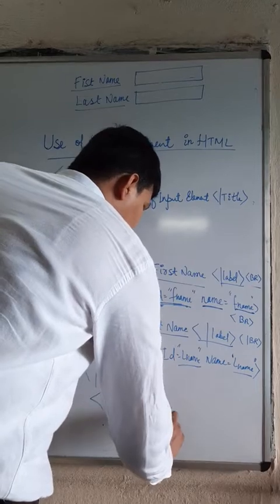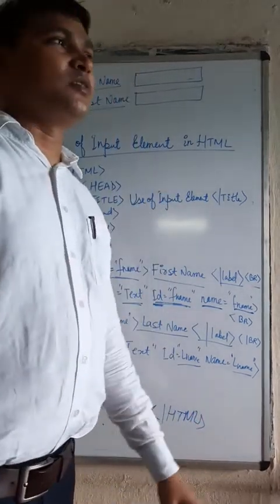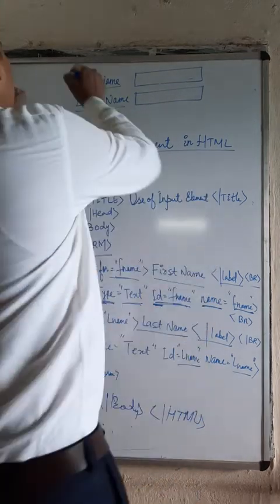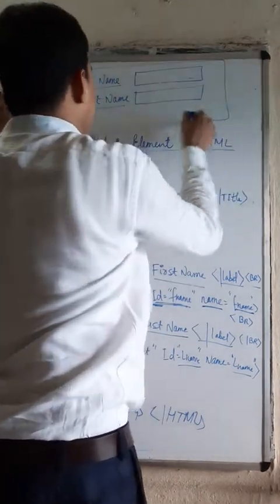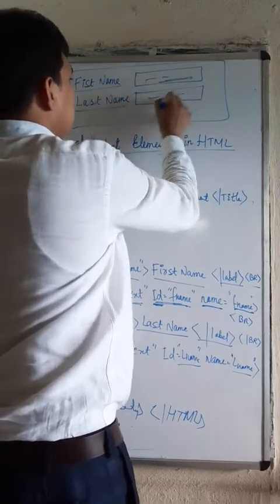So students, when you run this program, a form will display, and it contains boxes like this, the first name and the last name. There you can type any type of text here and there also.